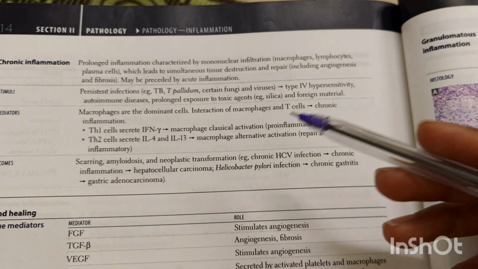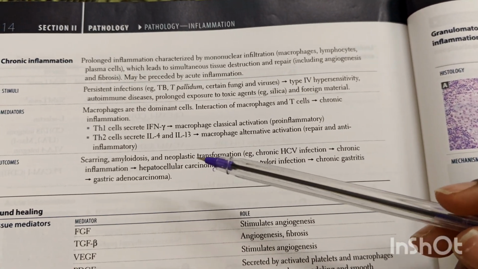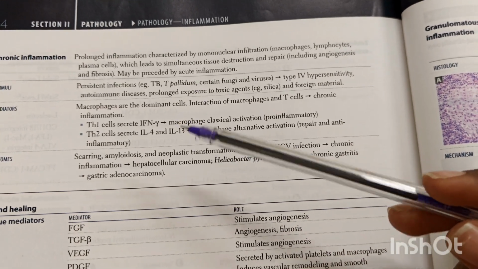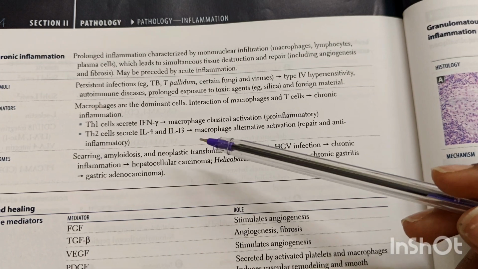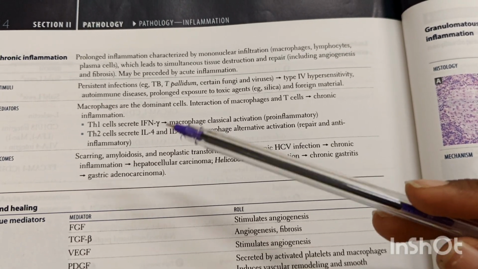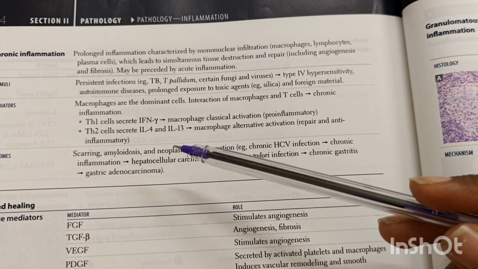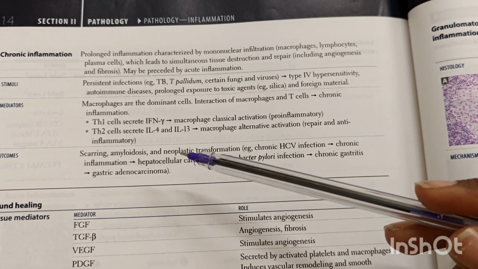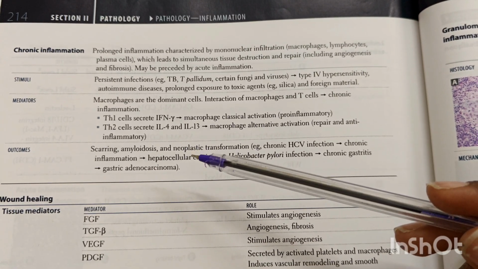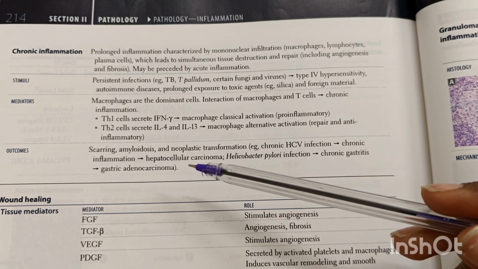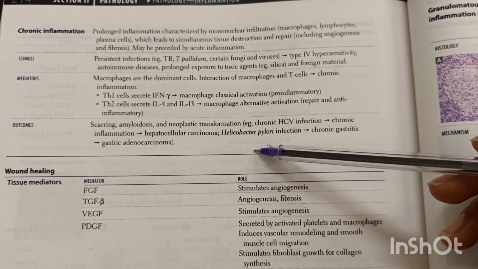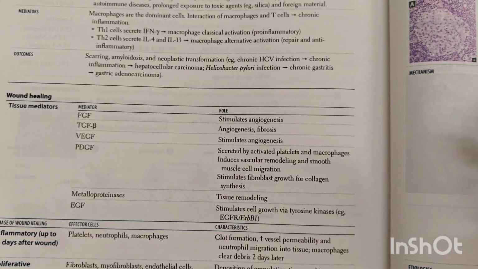The mediators are very important, macrophages. Of course, T cells are very important in chronic inflammation. So Th1 cells secrete IFN gamma for macrophage activation. Th2 cells secrete IL-4 and IL-13, also IL-5 for alternative activation like repair and anti-inflammatory. So the final outcome of chronic inflammation is scarring or either amyloidosis or neoplastic transformation, or chronic gastritis in Helicobacter infection may convert into gastric adenocarcinoma.